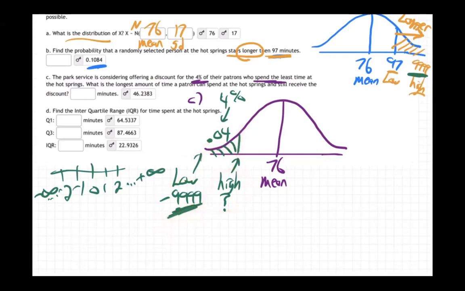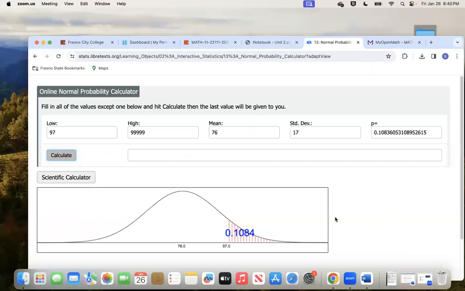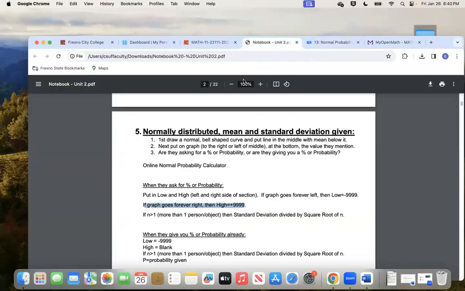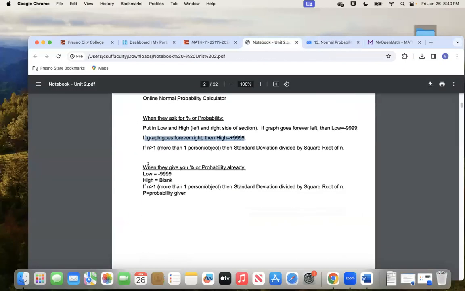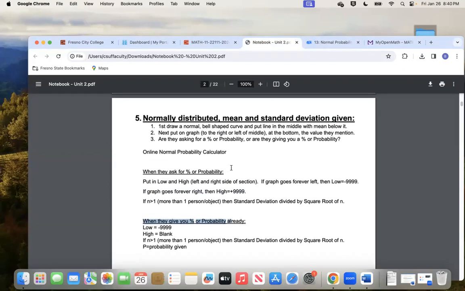All right, here we go. Okay, so to do that, let me show you the notes. When they give you a percentage, I'm still on the normal distribution. When they give you a percentage already, which they did, they told us 0.04, right? Low is negative 9999, which we said. The high is blank, and P is the probability given. Okay, we don't need to worry about the and. This is just one person, so we don't have to worry about that.